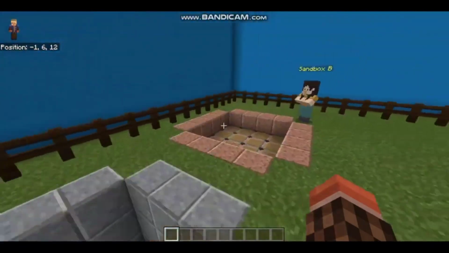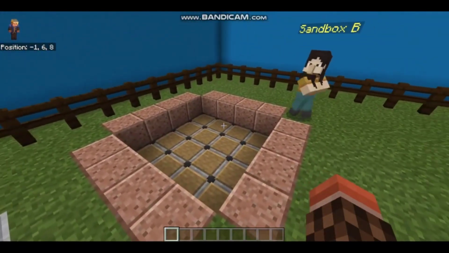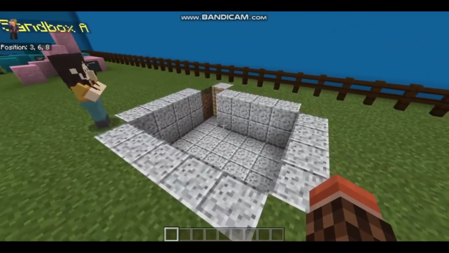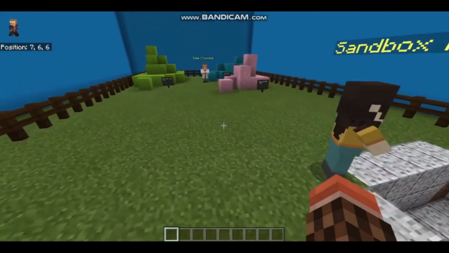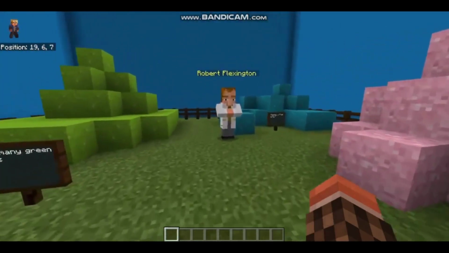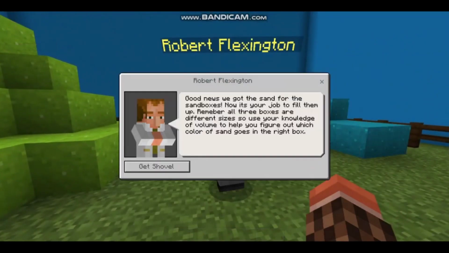And then we have sandbox B over here and sandbox C. That's sandbox A. I don't know if I said that. Okay, so let's go talk to Robert Flexington. Good news, we got the sand for the sandboxes. Now it's your job to fill them up.